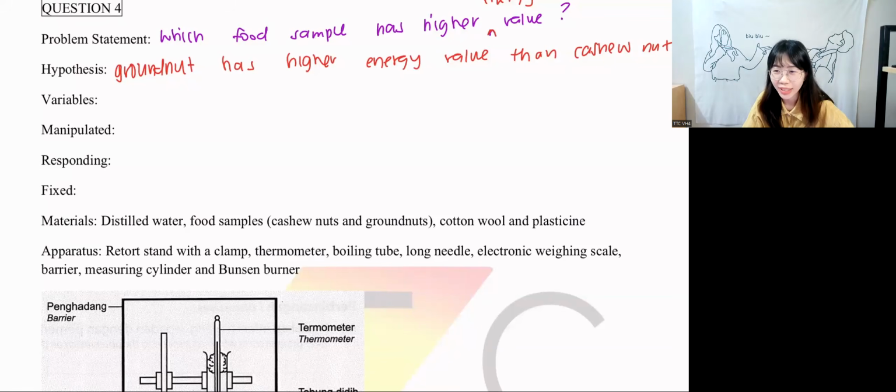Of course, you cannot ask the teacher to open the Bunsen burner for you. If you don't know how to open the Bunsen burner, later please YouTube how to light a Bunsen burner. Okay, I'll teach you all. Now, manipulated variables. What is a manipulated variable?